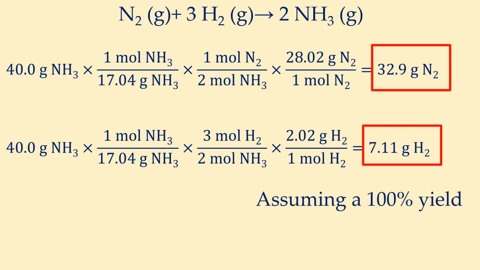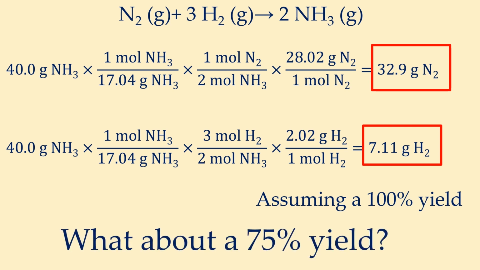32.9 grams of nitrogen and 7.11 grams of hydrogen will react to produce exactly 40.0 grams of ammonia. Now, this is assuming a 100% yield. Most reactions won't have this high efficiency. What about a 75% yield?